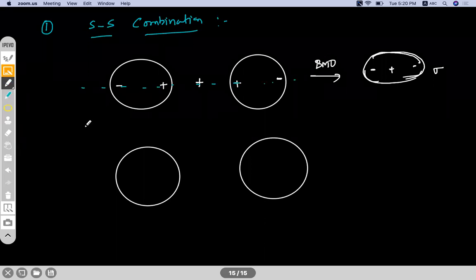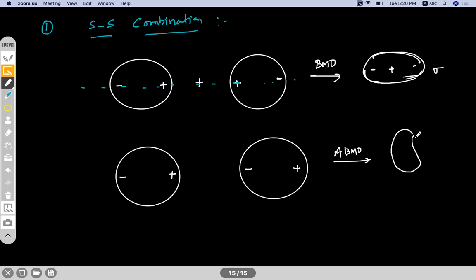Similarly, if this is plus and this is minus, combining with minus and plus, then it forms the antibonding ABMO. The shape is this. Here we have minus, here we have plus, and in between these two we'll have a nodal plane. The important one is the PP combination. I'll do that just to finish this first.